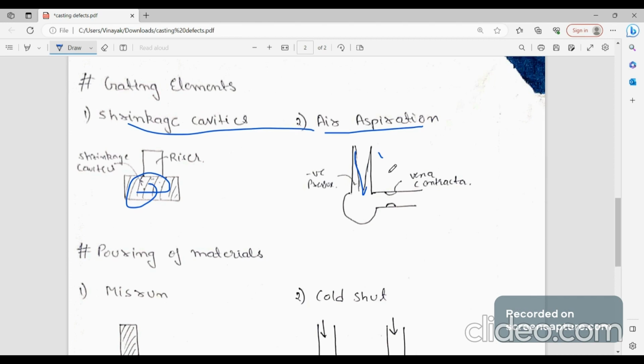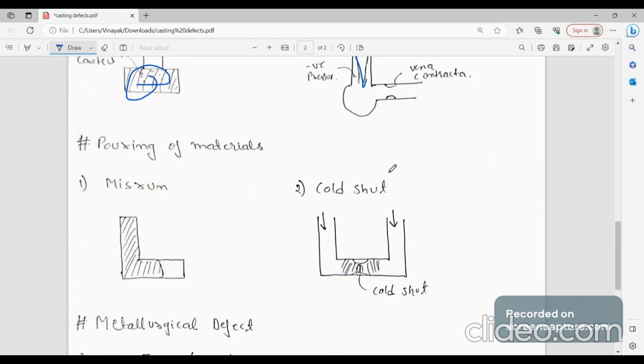Next one is pouring of metal. There are two types in this. First one is misrun and second one is cold shut. In misrun, there is a lack of fluidity. What is fluidity? Fluidity is how much distance the metal can flow on a normal plane when it is heated above melting temperature. Due to lack of fluidity, the material can't reach the end of the pattern or the mold. So here the material is not reaching. This is called misrun.